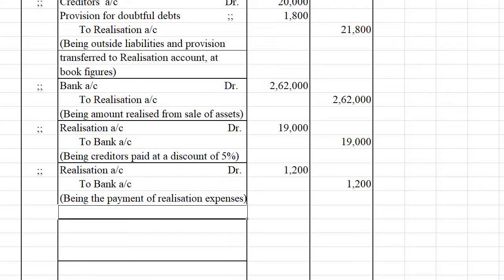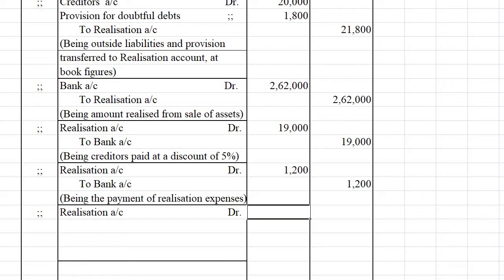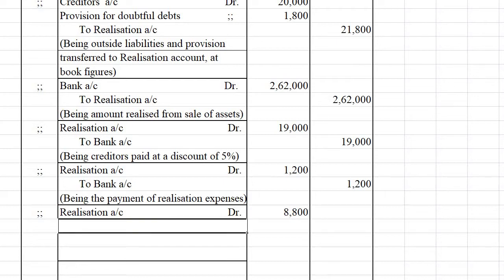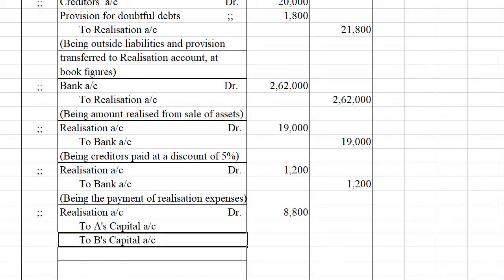Okay. Now we have to write the journal entry for sharing of profit on realization. So the journal entry is realization account debtor to A's capital, to B's capital. So realization account debtor. Okay, before that, the date can be mentioned, 2020 March 31st. Realization debtor 8,800. Then to A's capital, then to B's capital. How did they share? In 3:2 ratio.